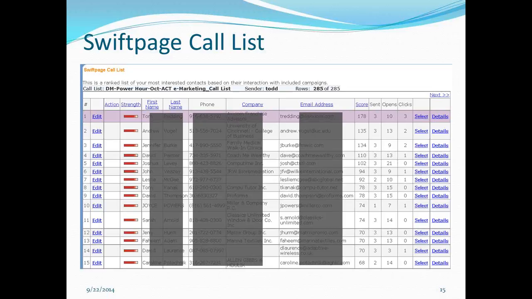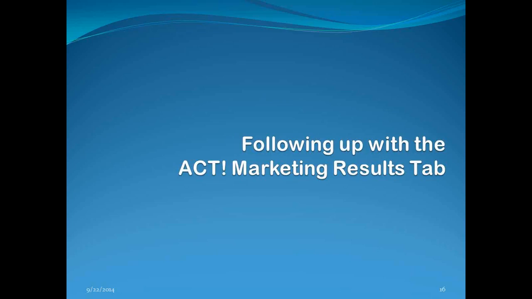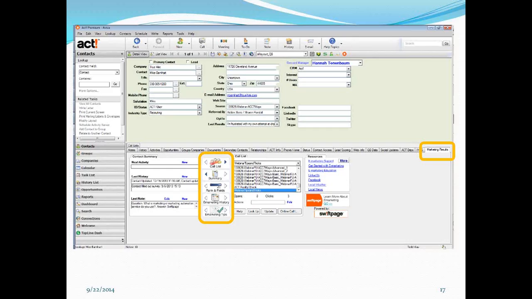Okay, so once we have that call list generated, we also may want to get that within ACT itself. So we can have it send us a spreadsheet of it, or we can have it download that right into our ACT database and have everything all available for us right there. So this all gets downloaded into the Marketing Results tab. You should have a tab going across the middle of your screen that says Marketing Results. So here is the Marketing Results tab. When we click on that, this is actually our Swiftpage account, a tab that's connected to Swiftpage.